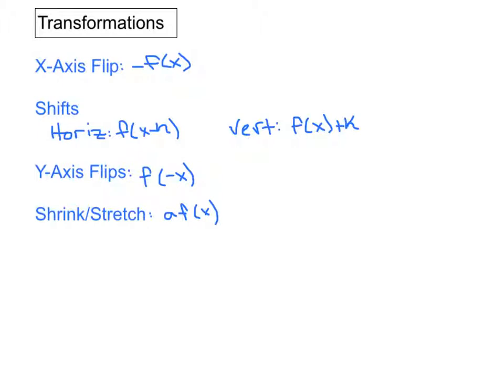For an x-axis flip, you're going to see a negative being multiplied to the outside of the function. So just for example, if we have the function absolute value of x, and we have a negative being multiplied to the outside, that's going to be an x-axis flip. Now we know what the regular absolute value looks like. It looks like a V. And when we flip it over the x-axis, being the horizontal line in the middle, it's going to look something like this.